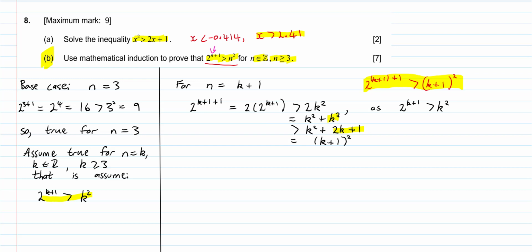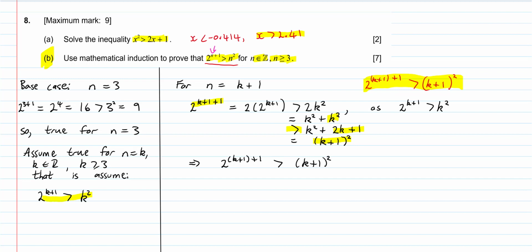So now if we follow our inequality through here, we've got 2 to the k plus 1, and that is greater than (k plus 1) all squared. So therefore, we have 2 to the power of (k plus 1), and I'll just put the k plus 1 in brackets to make it clear, plus 1 is greater than (k plus 1) all squared. So we have shown that if our statement is true for n equals k, then it is also true for n equals k plus 1.